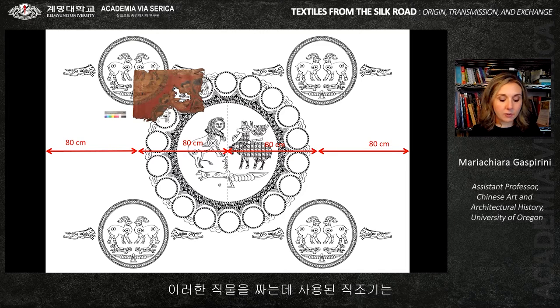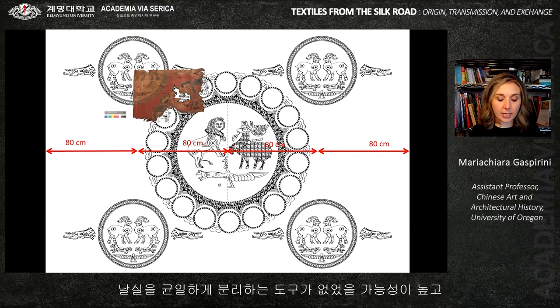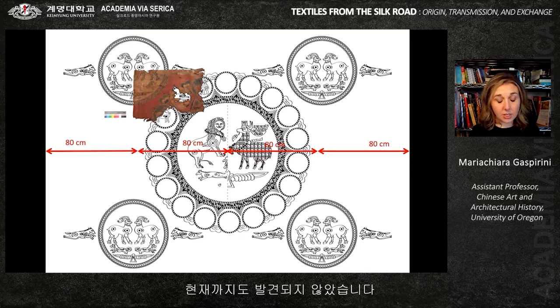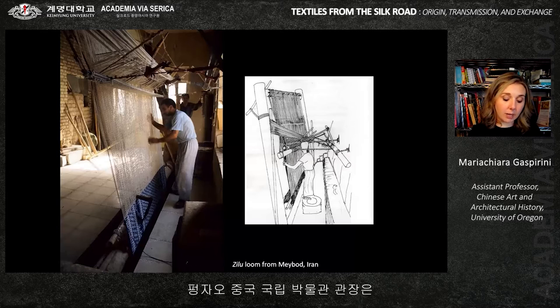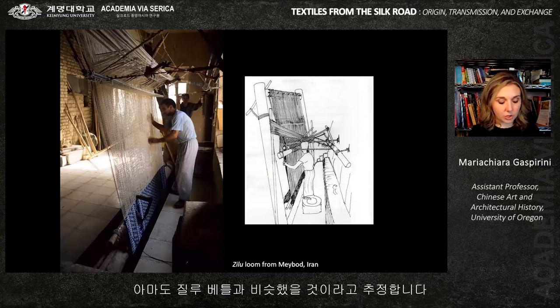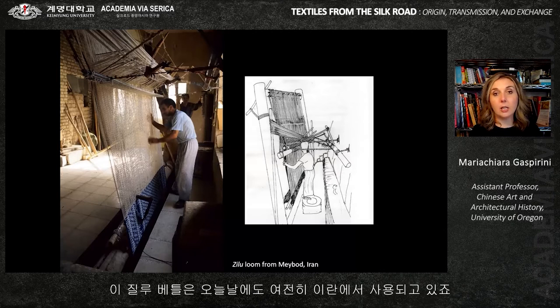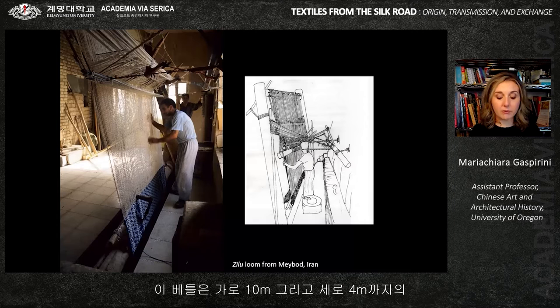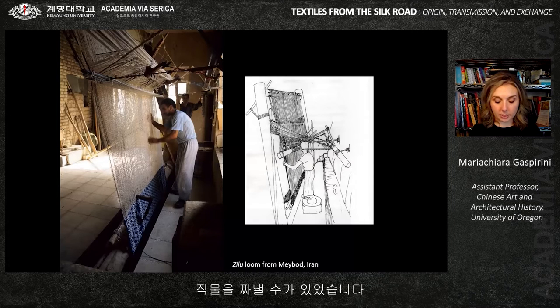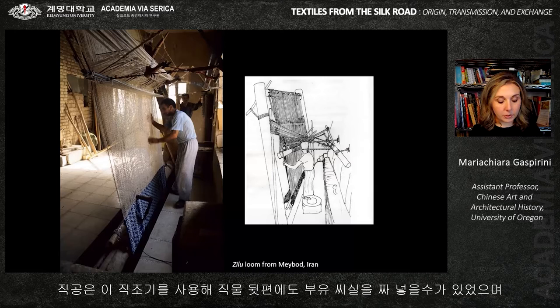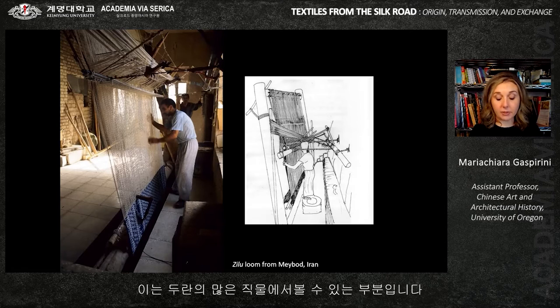To date, the loom used for weaving these compounds, which likely lacked a tool that equally separated the warps, has not yet been discovered. As Feng Zhao, director of the China National Silk Museum, has suggested, it might have been similar to the vertical Zilu loom, which is still used today in Iran. This loom could reach a width of 10 meters and a height of 4 meters. Using a vertical loom, the weaver could also produce the floating weft on the reverse of the compound, like those that appear on the fragment, or many of the fragments from Dulan.